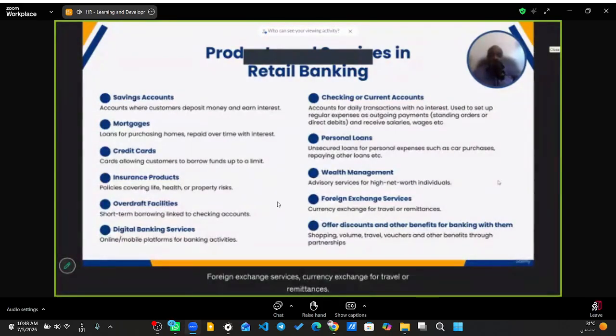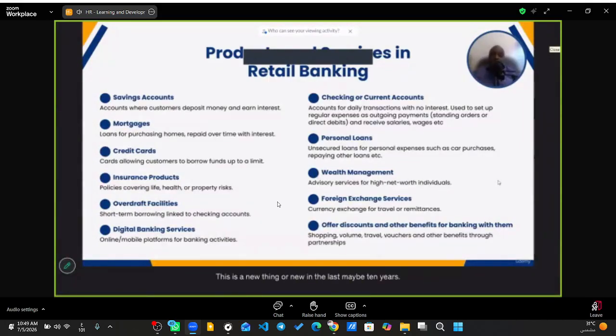Foreign exchange services for currency exchange for travel or remittances. If you want to travel, you go into your local retail bank, and they change it for you. And sometimes they offer discounts and other benefits of banking, including shopping volume discounts or vouchers, travel opportunities, and other benefits through partnerships with other providers through your retail bank.